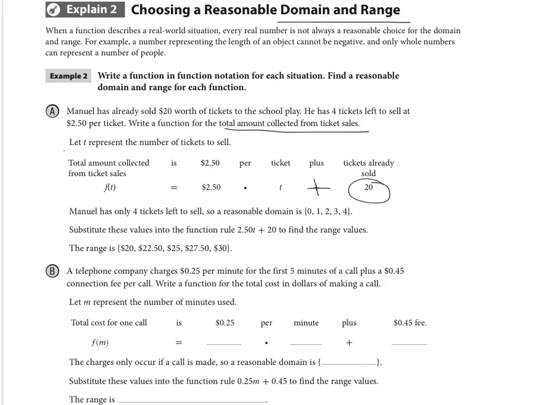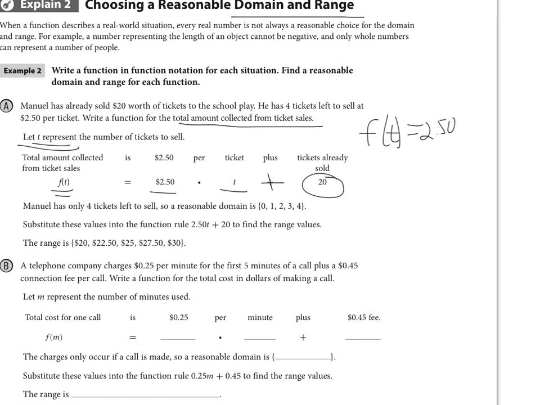We're going to use t to represent the number of tickets, so we're going to use f of t, and it's $2.50 per ticket. So let's write it a little nicer over here, not so spread out. F of t equals $2.50t plus 20.